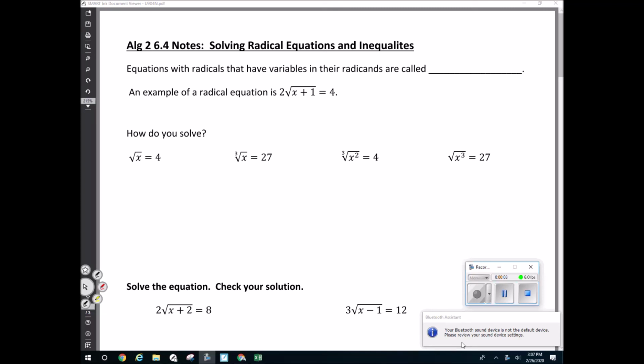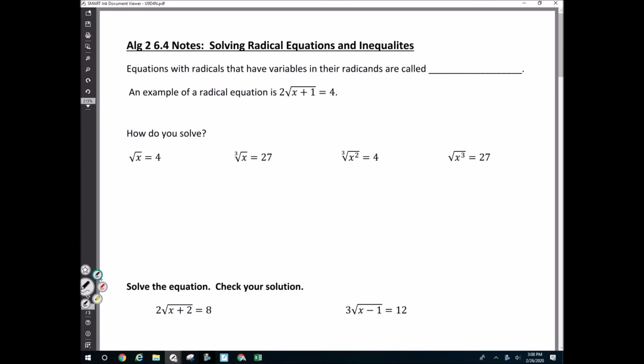We are going to solve equations now with radicals in them. Okay? We're going to solve equations with fractional powers. Now, you guys already know how to do something like this. If I asked you how to solve x squared equals 9, what do you do and why?